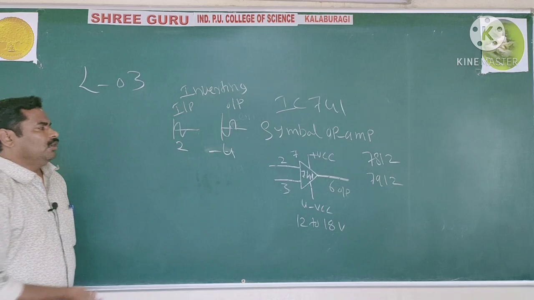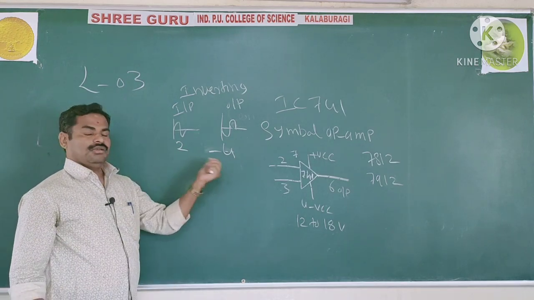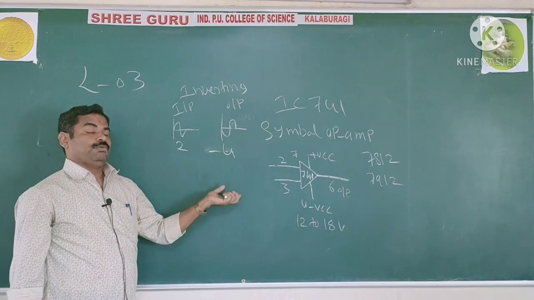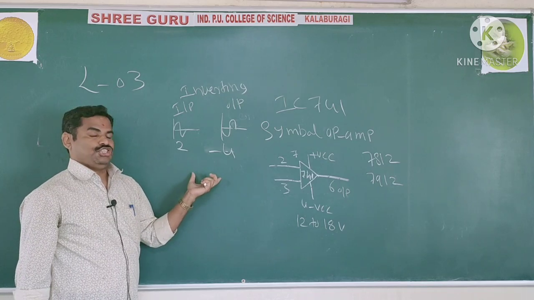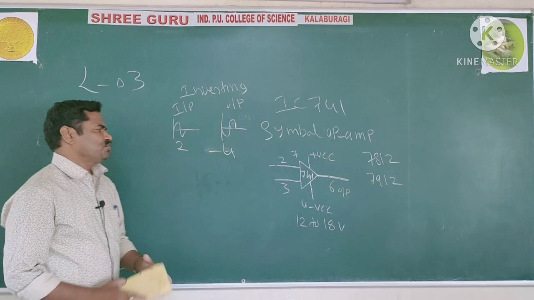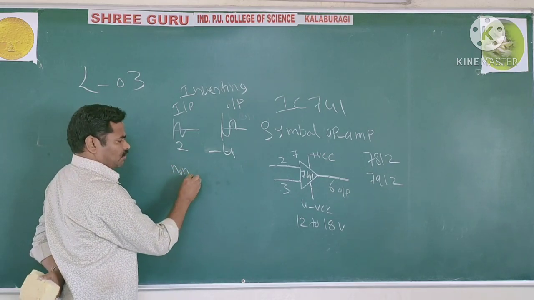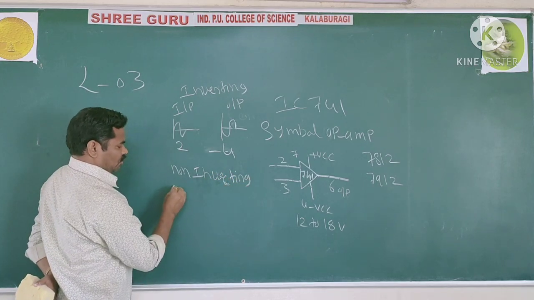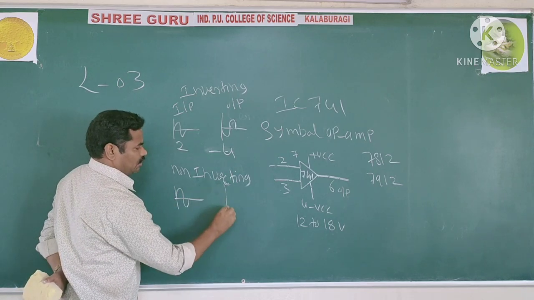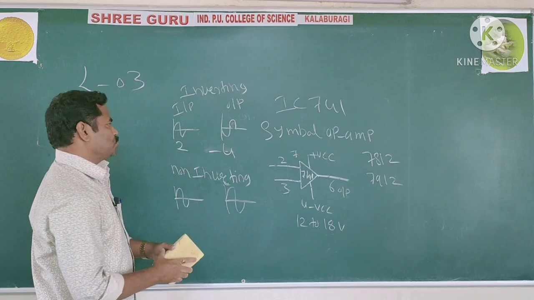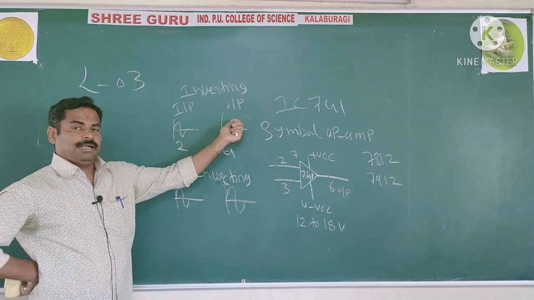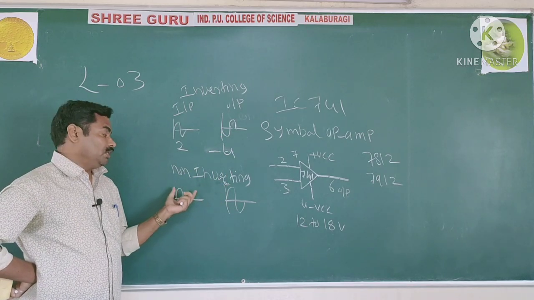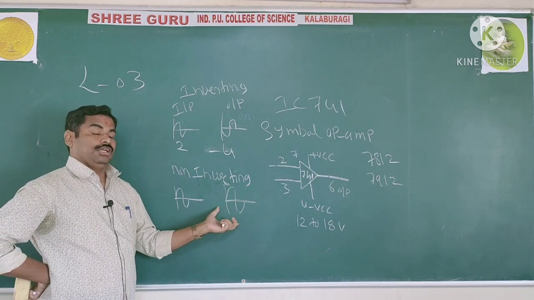That means if you apply DC, you get the inverted sign, with positive becoming negative. I also said another important application of the op-amp is as a sign changer, plus to minus. At the same time, if you go for non-inverting, what happens? If you apply an AC signal, you get the same signal, but amplified. In the inverting case the signal is amplified but out of phase. But in the non-inverting case, they are in the same phase. Whatever input is applied comes out the same, but amplified.